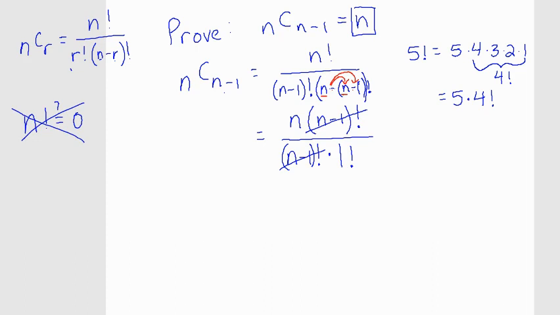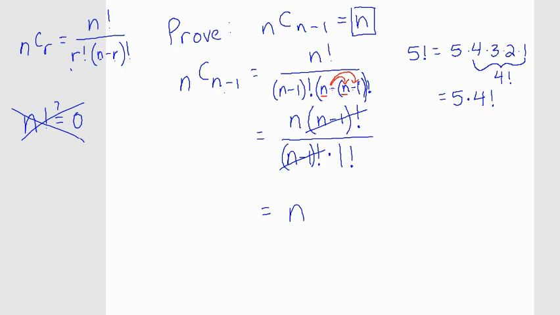And 1 factorial, well, 1 times all the numbers up to 1, that's just 1. Okay, and I should say integers. I should have been saying integers this whole time. So I have 1 in the denominator. All I'm left with in the end is just n.